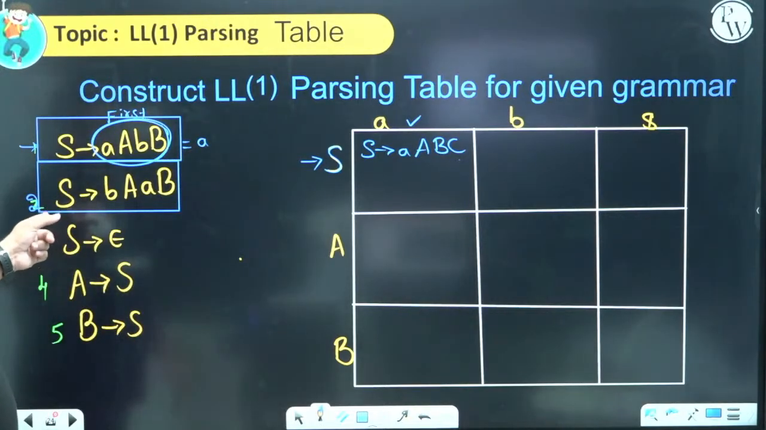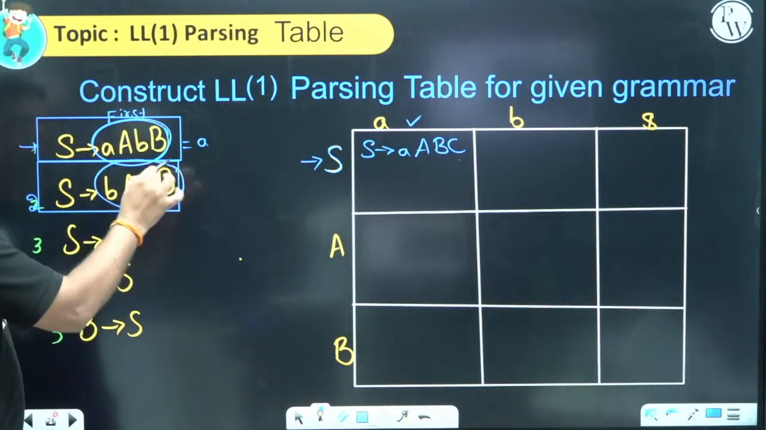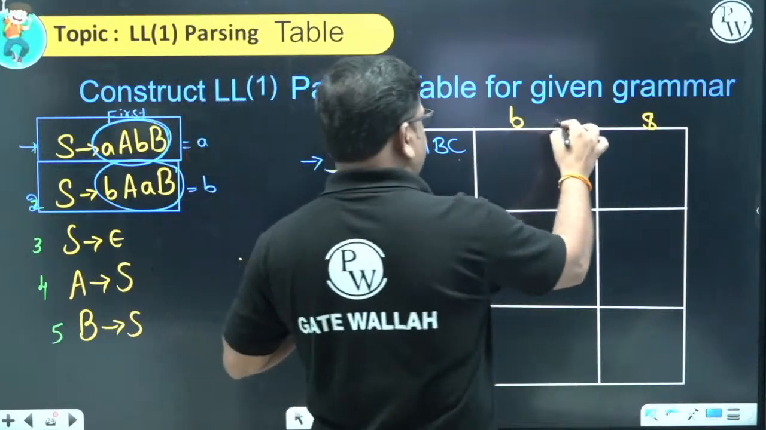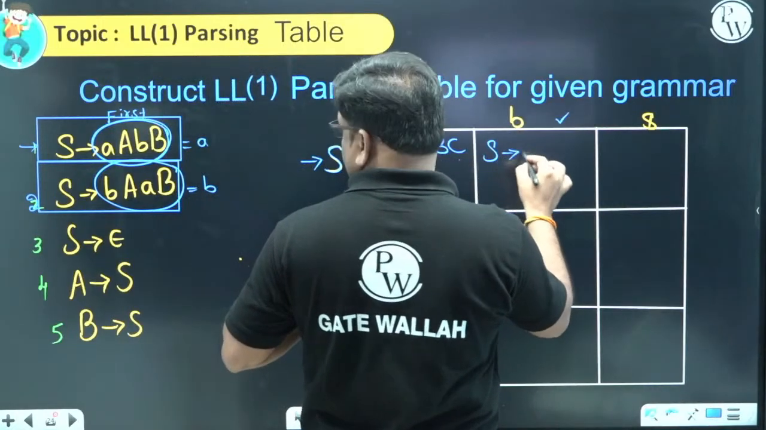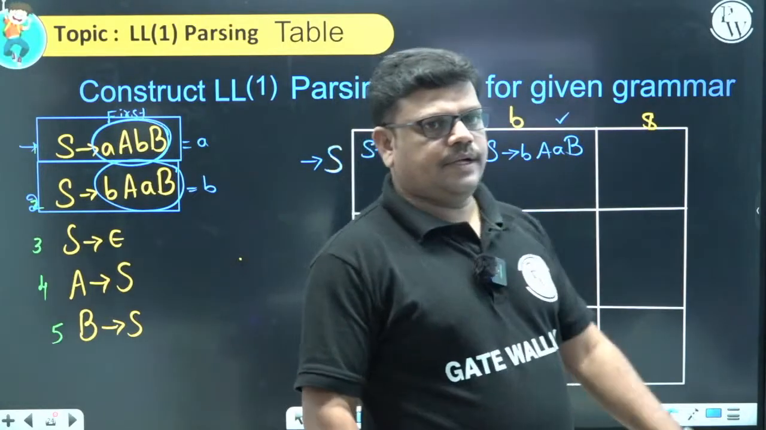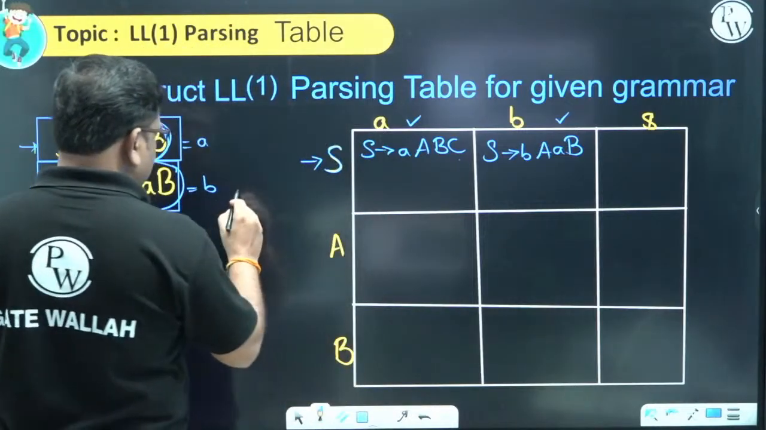the row of this one will be S, and the column will be the first of the right side, that is B. So the column is nothing but B, the row is S, the column is B. So the second production will be placed there. Okay, right. Now the third production, S to epsilon.